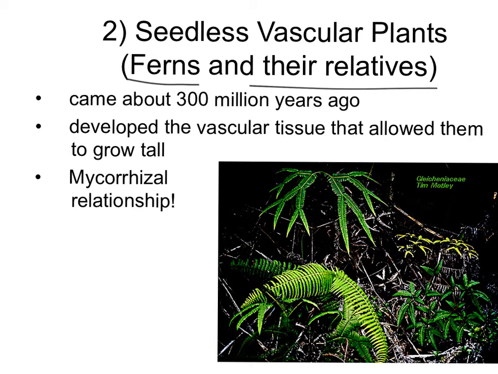They still have swimming sperm, which means they still need to exist in those moist, damp environments. But despite that, some of the successful adaptations of these seedless vascular plants is that they now have leaves specialized for photosynthesis. They have this vascular tissue that allows them to move things like water, nutrients, minerals, glucose. And they also have more specialized tissues that allow them to do specific functions, like to store water, which is important for plants growing in more arid or dry regions.